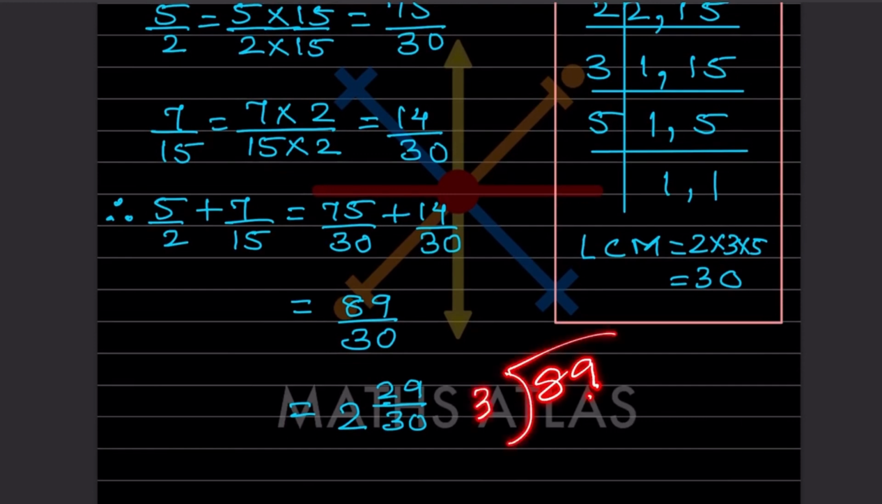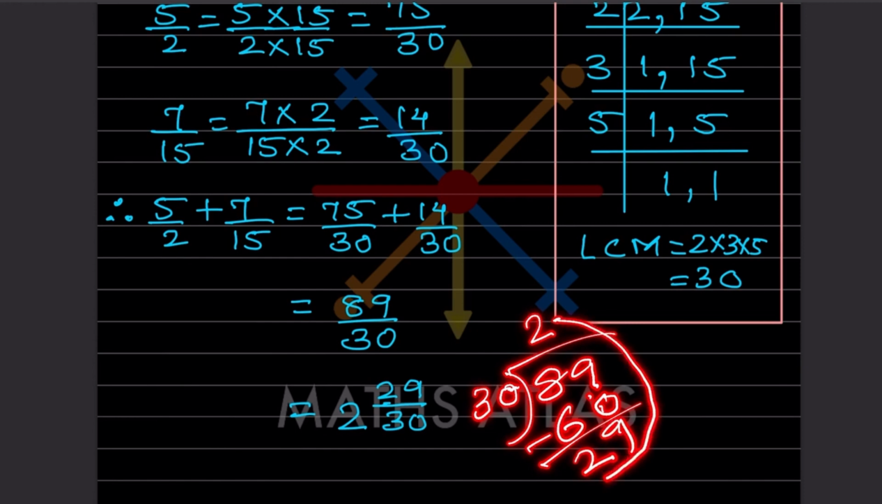So what are you going to do? You are going to write 30 here. And 30 times, if you know the 3 times table, you can easily write the 30 times table, isn't it? So 30 times 2 is 60, because 30 times 3 is 90, we cannot take that. This is 89, so we can take 60. So this is 29. So what will you write here? 2 integers, 29 by 30. So this is what you got. The whole number is this, and this will be the fraction.